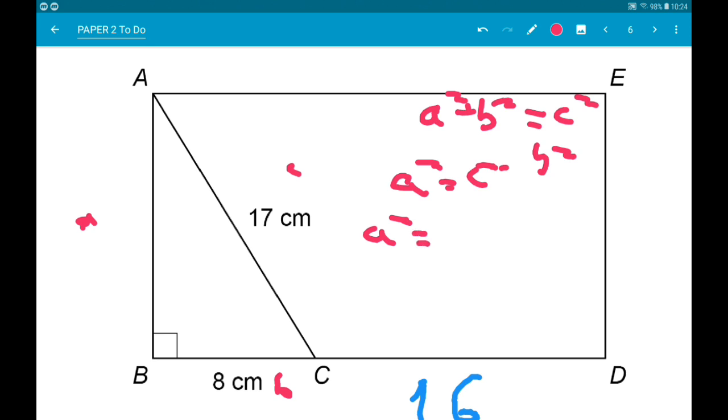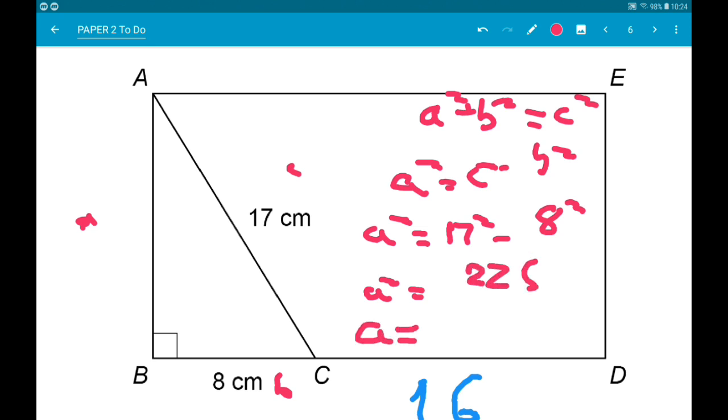So here, A squared is 17 squared minus 8 squared. Now that is 289 minus 64, which gives us 225. So A is the square root of that, which is 15.